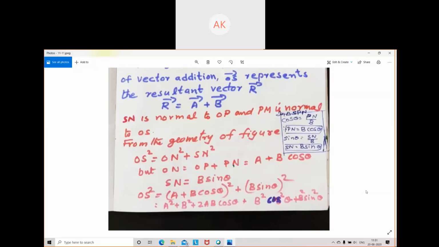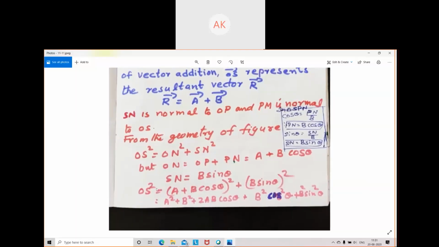So in the next step we substitute: OS square equals ON square. What is ON? A plus B cos theta whole square, plus what is SN? SN is B sin theta, so B sin theta whole square. Next we expand A plus B cos theta whole square using the formula A plus B whole square equals A square plus 2AB plus B square. So A square plus 2AB cos theta plus B square cos square theta.